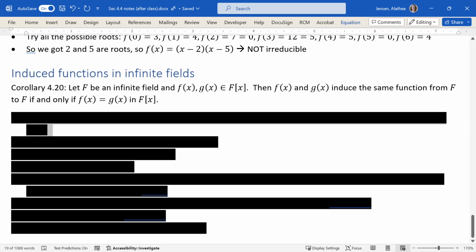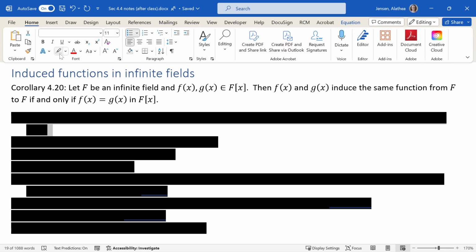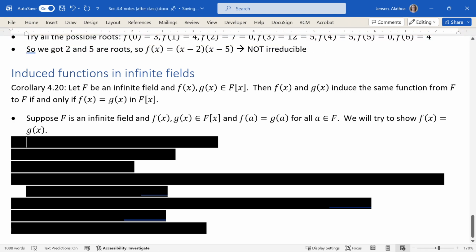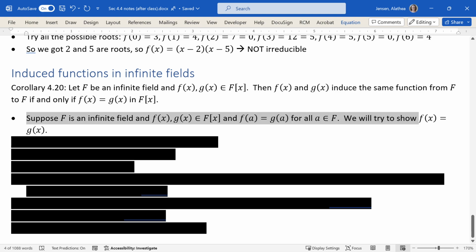So the basic idea is if you're trying to show that f and g are the same function, you want to think about the polynomial f minus g and think about its zeros. So I'll go through this with you guys. Suppose we have F an infinite field and f of x and g of x are in F bracket x, and suppose that they induce the same function. So they're giving us the same values for every input in the field.